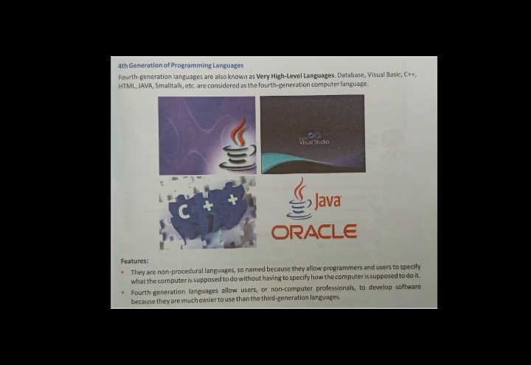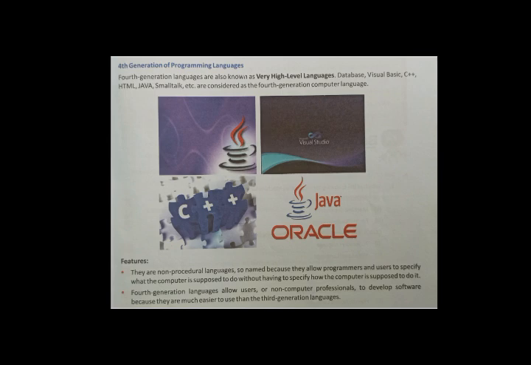They are non-procedural languages, so named because they allow programmers and users to specify what the computer is supposed to do without having to specify how the computer is supposed to do it. Fourth generation languages allow users or non-computer professionals to develop software because they're much easier to use than third generation languages.